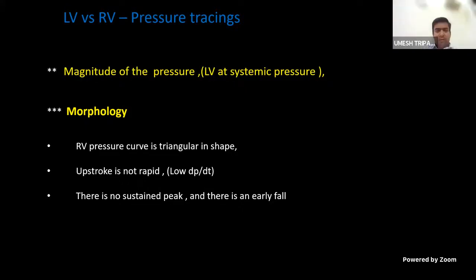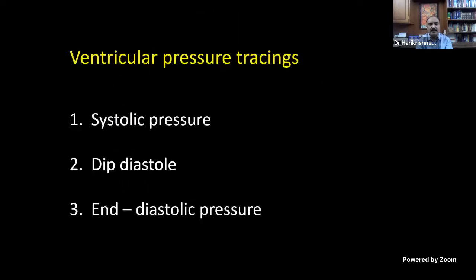PS within PS with PS. And one more situation: ASD with PAH also, you can get a suprasystemic RV pressure. There are other situations also. We'll discuss it subsequently. Okay, so low DP by DT, that is the reason for the triangular shape.